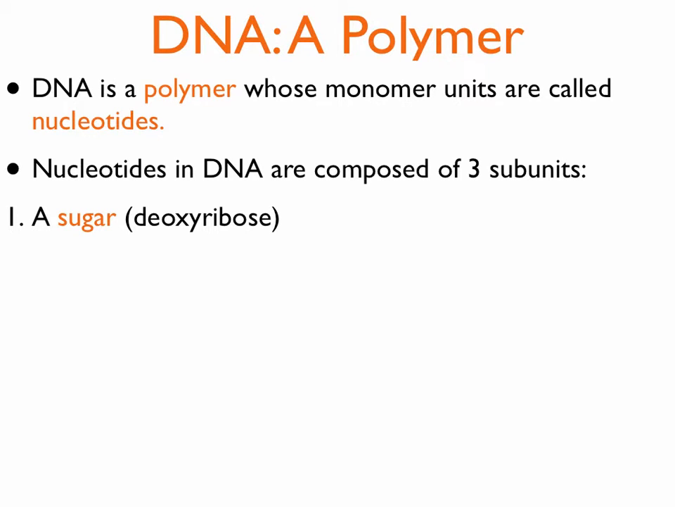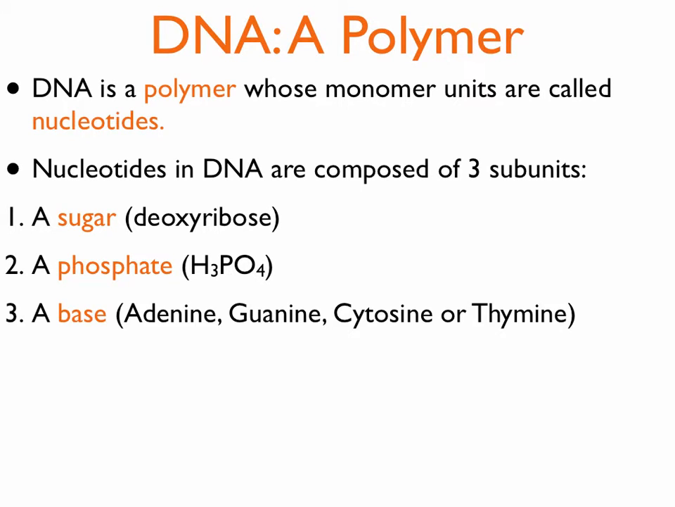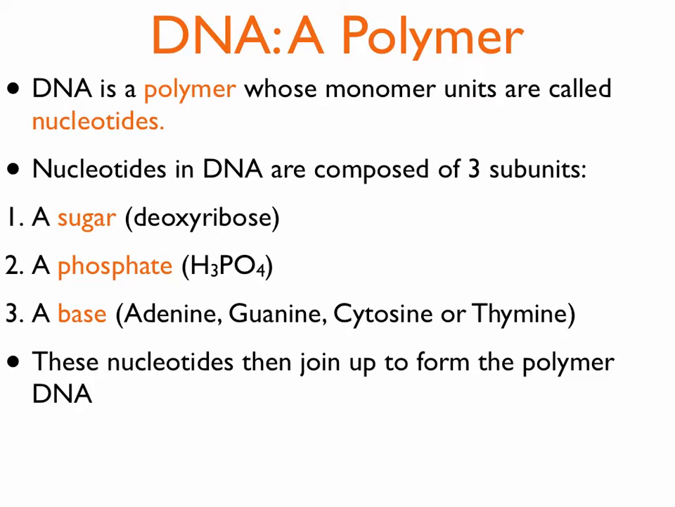But the nucleotides themselves are made up of a sugar, deoxyribose, a phosphate, phosphoric acid, and a base. Now the bases are adenine, guanine, cytosine, or thymine. We tend to abbreviate these by using their first letter, A, G, C, or T. Now you do need to be familiar with these names. You need to know that those 4 bases are in fact the bases that you will find in a nucleotide and ultimately in DNA. Now it's the nucleotides that join up to form the polymer of DNA.